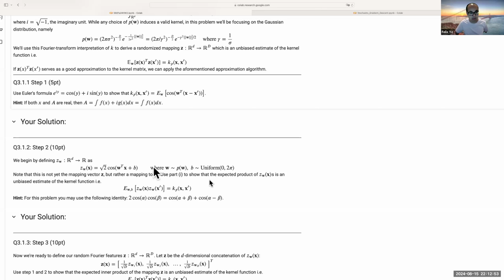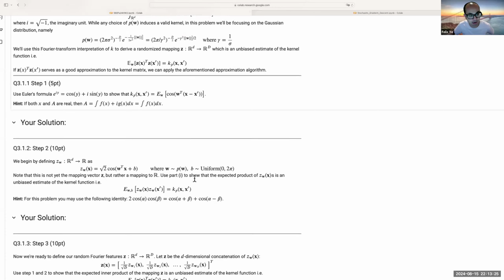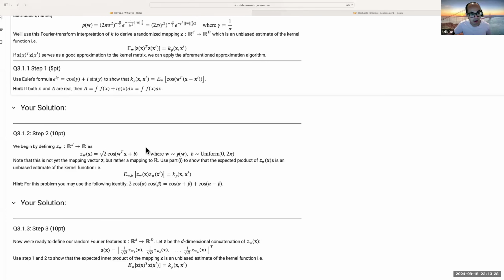If we choose these things in this way, we can show that the expectation of z(x) and z(x prime) will be the Gaussian kernel between x and x prime. So this is a very, very important fact, and we can actually use this for random projections.